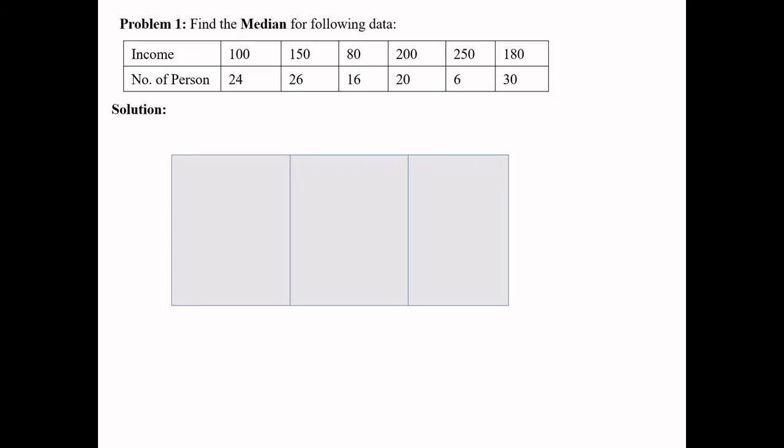Let's solve the questions on median. The data here is a discrete series. So here in this data, income is variable. So first arrange variable or income in ascending or descending order. I have arranged it in ascending order.